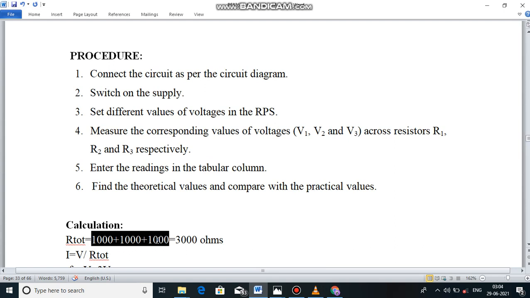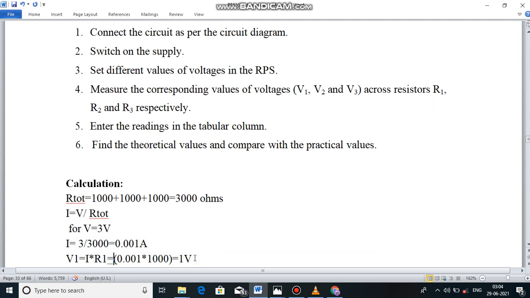So 3 resistors of 1 kilo ohm each are connected in series. So we have added 1000, 1 into 10 power 3. So 1000 plus 1000 plus 1000, which is 3000 ohms. So the total resistance in this circuit will be 3000 ohms. Next we are going to calculate the current through this circuit.